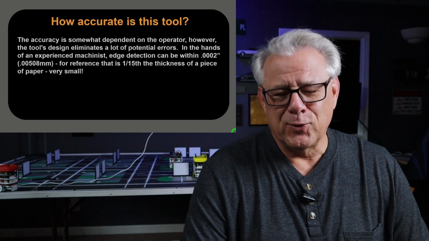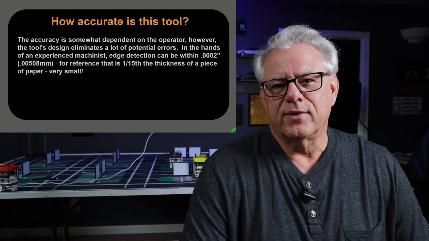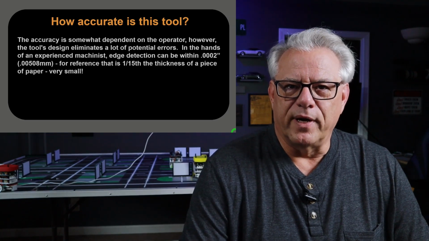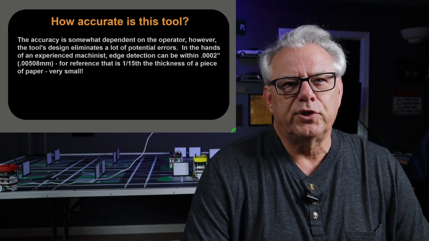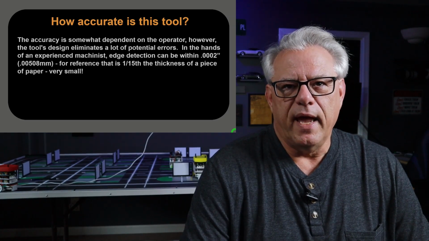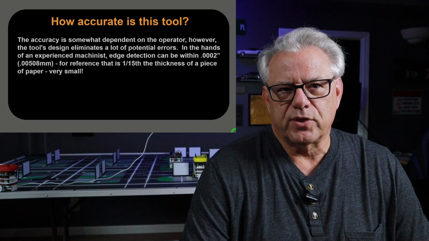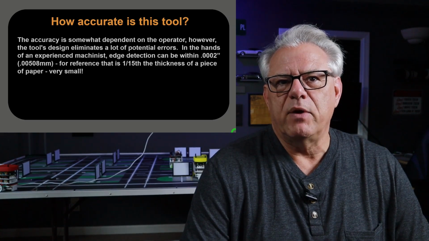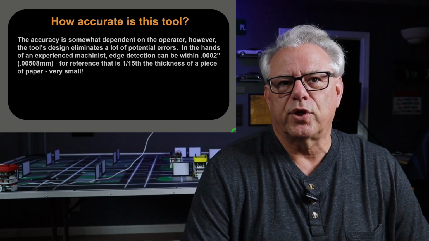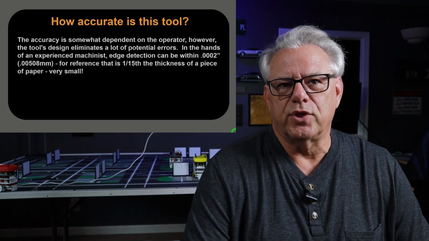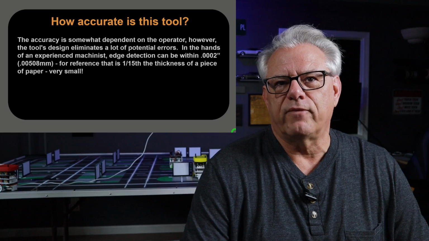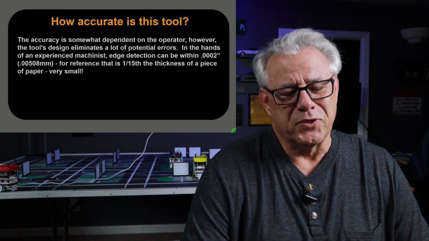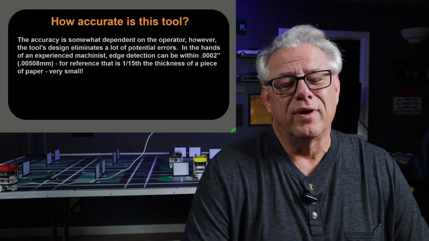How accurate is this tool? The accuracy is somewhat dependent upon operators. However, the tool's design eliminates a lot of potential errors. In the hands of an experienced machinist, edge detection can be within 0.0002 inches, or in the metric world, 0.00508 millimeters, which is a very small amount.